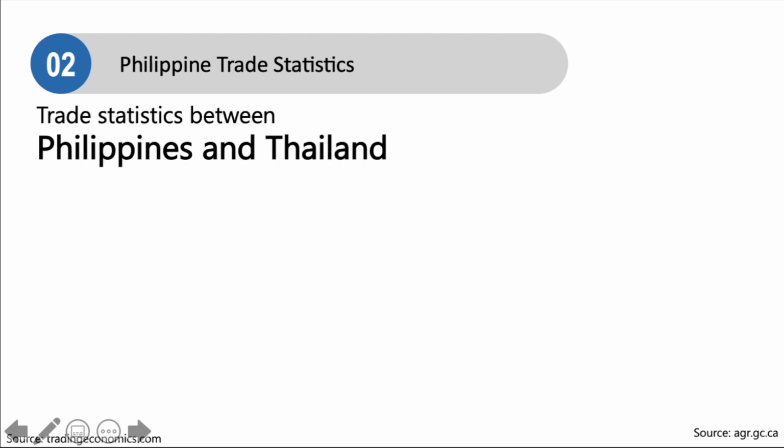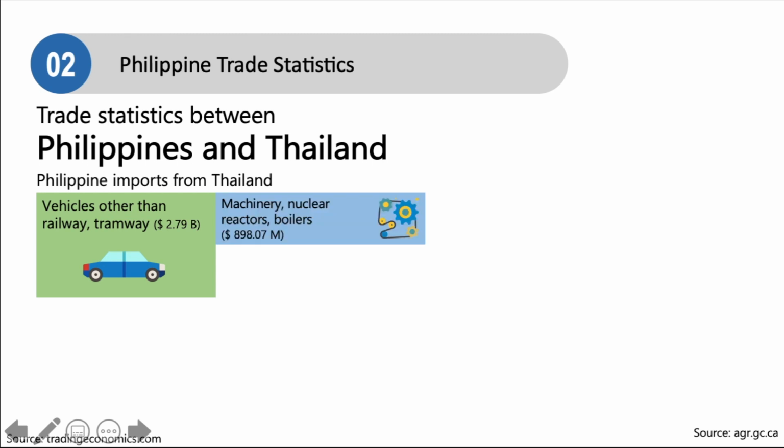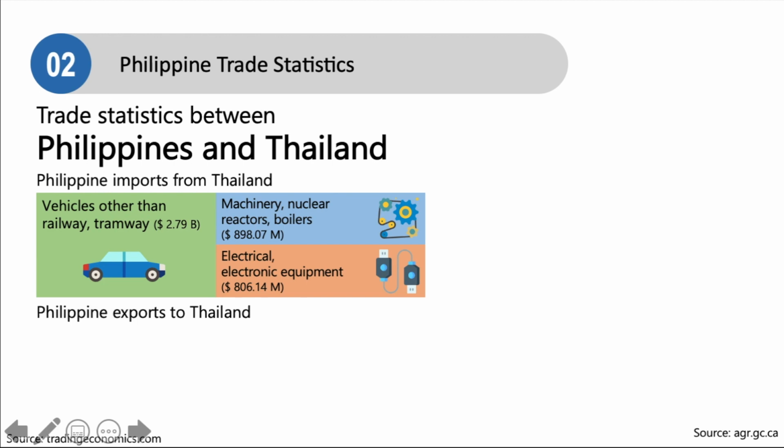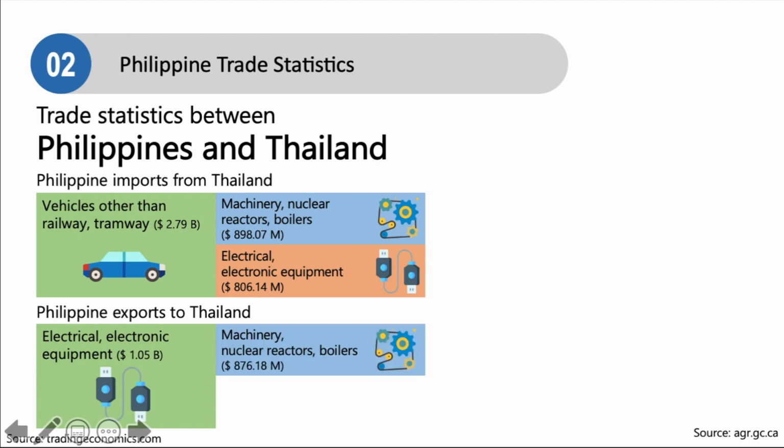Now some trade statistics between the Philippines and Thailand. Overall, the Philippines is a net importer with respect to Thailand. These are the top Philippine imports from Thailand: vehicles other than railway and tramway, then machineries, nuclear reactors, and boilers, and also electronic equipment. In terms of exports to Thailand, they share in common: topping the list are electrical and electronic equipment. The Philippines also exports machinery, nuclear reactors and boilers, and mineral fuels, oils, and distillation products as well.